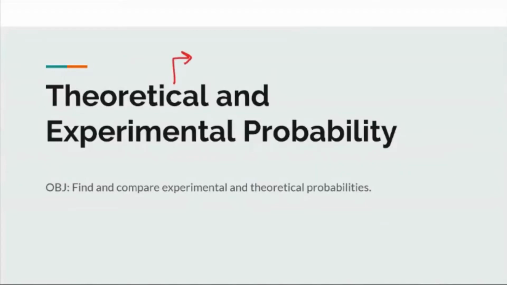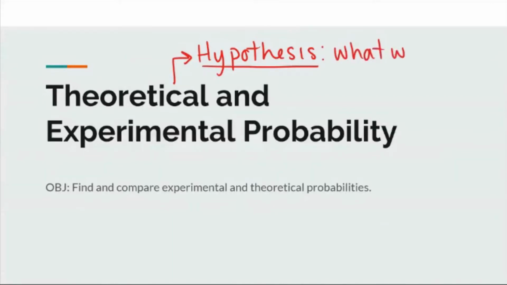Theoretical is, in this case, like a hypothesis. It's what we think is going to happen, right? In science class, when you talk about a hypothesis, we mean something that can be tested. It's what we think will happen. It isn't what has happened, because a hypothesis is what you think is going to happen. Nothing has happened yet, but you can test it.